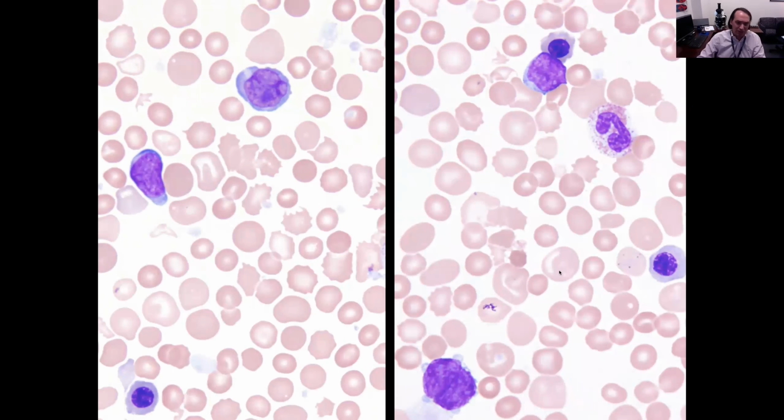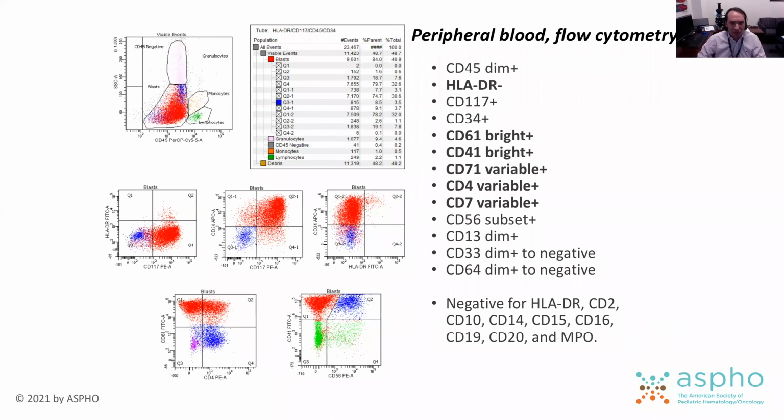In addition to nucleated red cells here, you can see that there are these big blue blasts that are agranular. Some of them have nucleoli. They have somewhat streaky, more mature, maybe lymphoid-looking chromatin. By flow cytometry, however, these cells are CD45 dim, demonstrating their immaturity. They express CD117, the myeloid immature marker, as well as CD34. They're positive for CD61 and CD41, which are megakaryocytic markers, as well as multiple other myeloid markers.